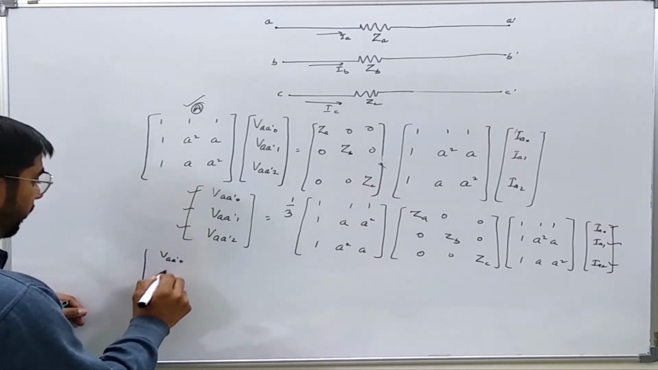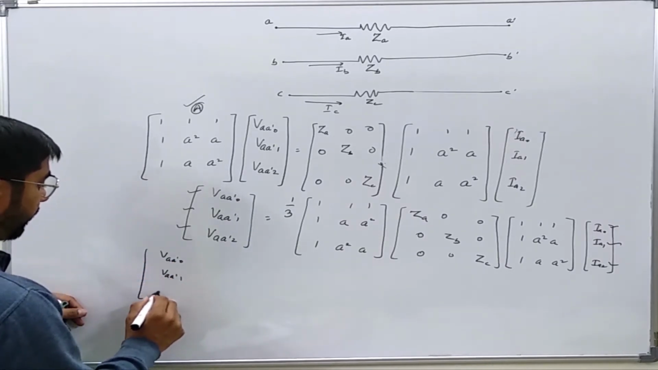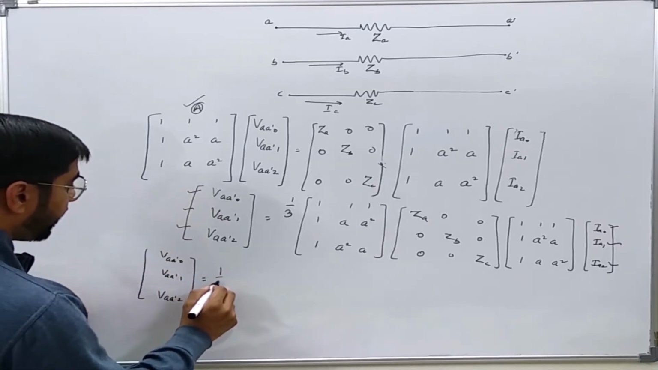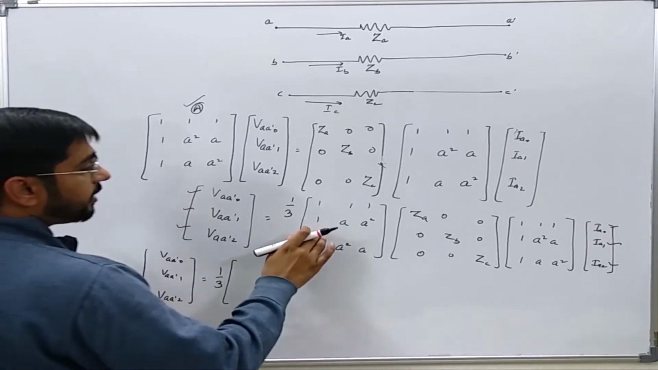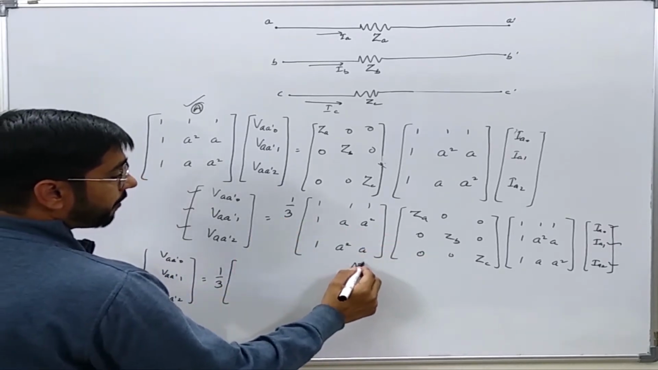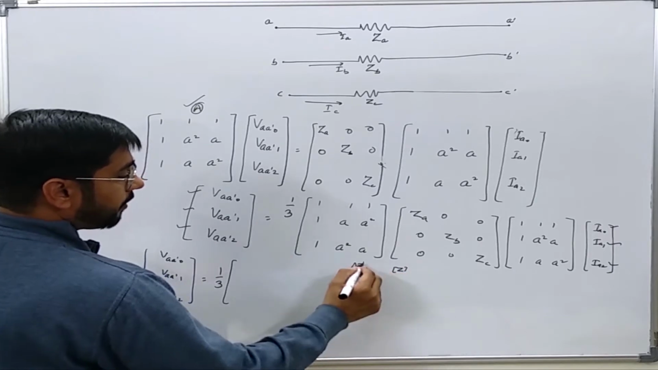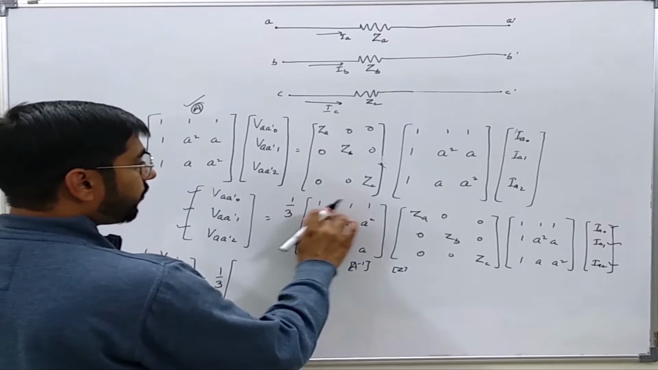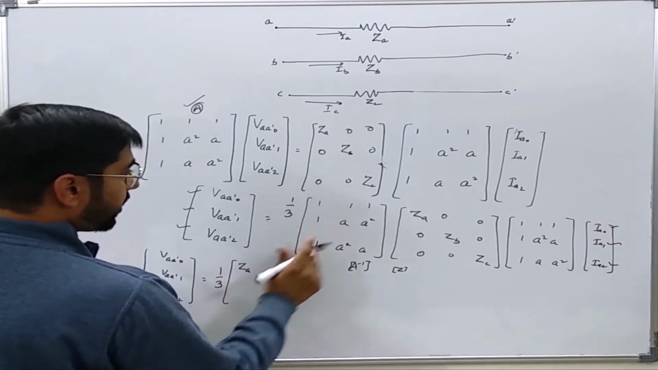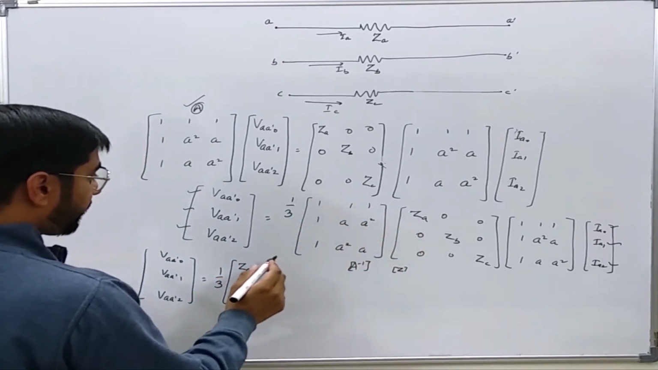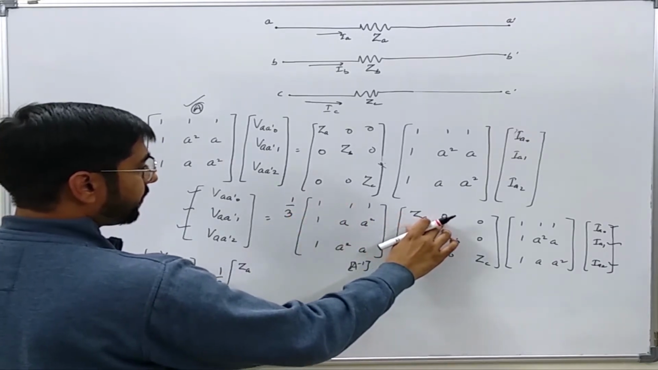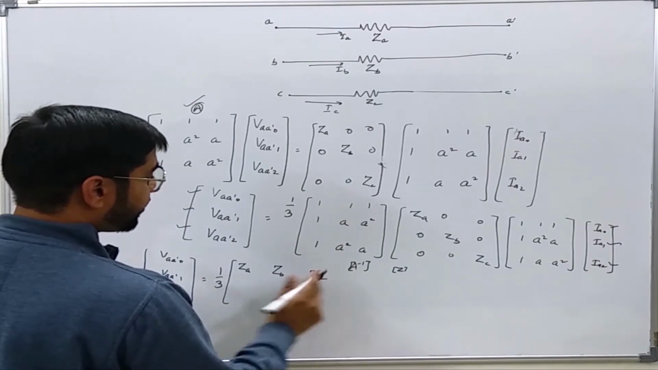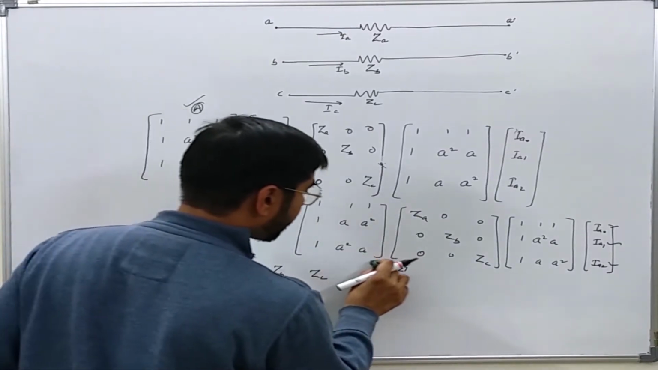VAA'0, VAA'1, VAA'2 is equal to 1 by 3. Let us first do this multiplication, A inverse into Z. We will do this multiplication first. So 1 ZA plus 0 plus 0. Similarly this ZB, similarly this is ZC. Okay, this is the first row.